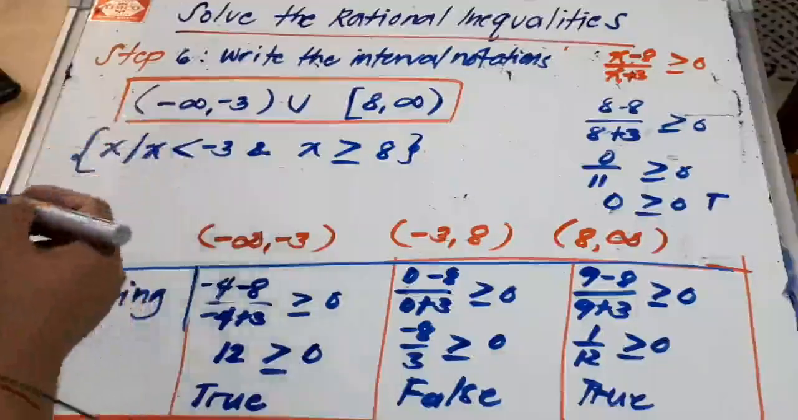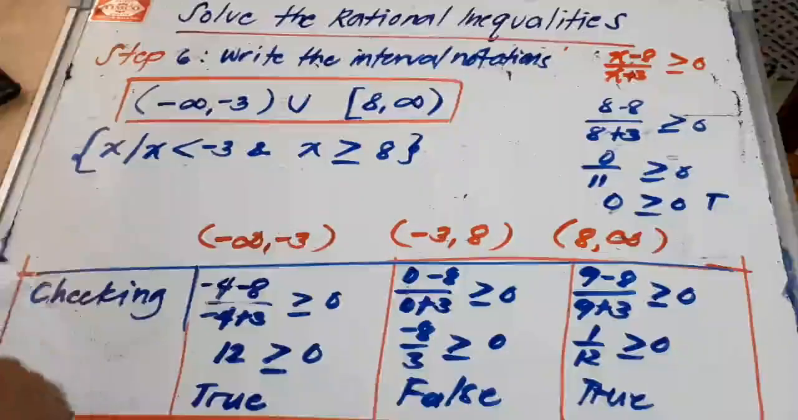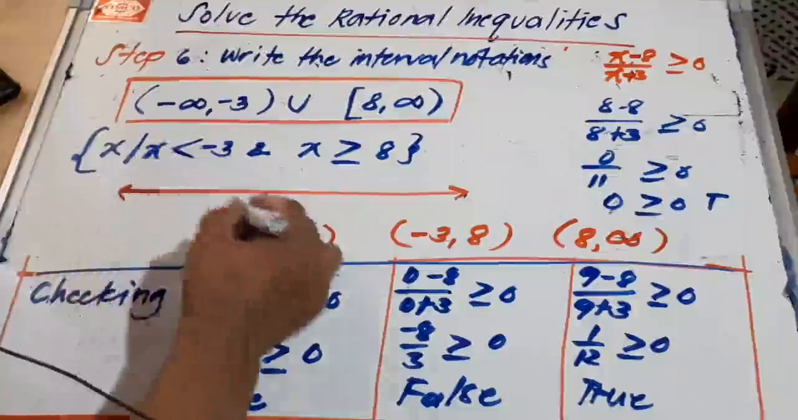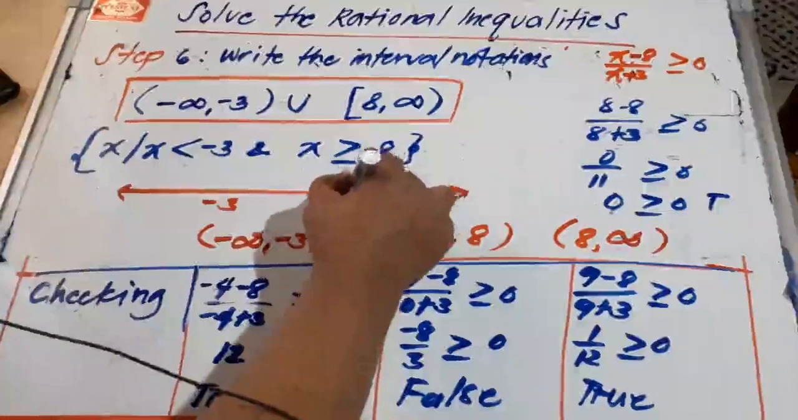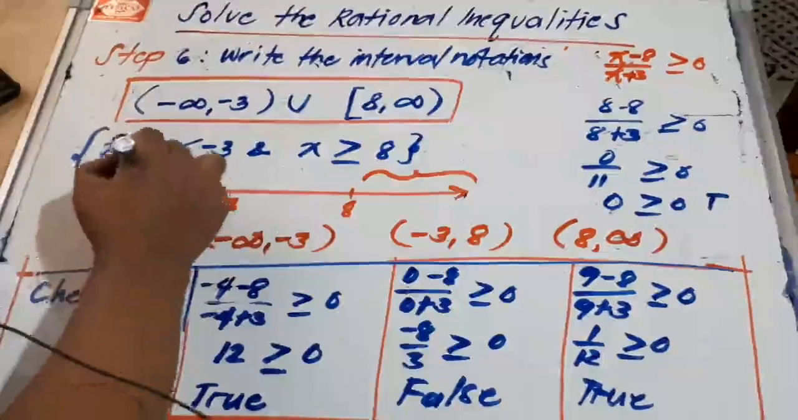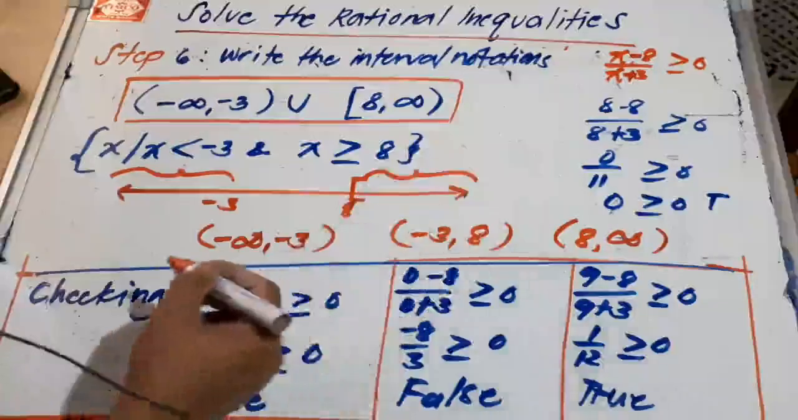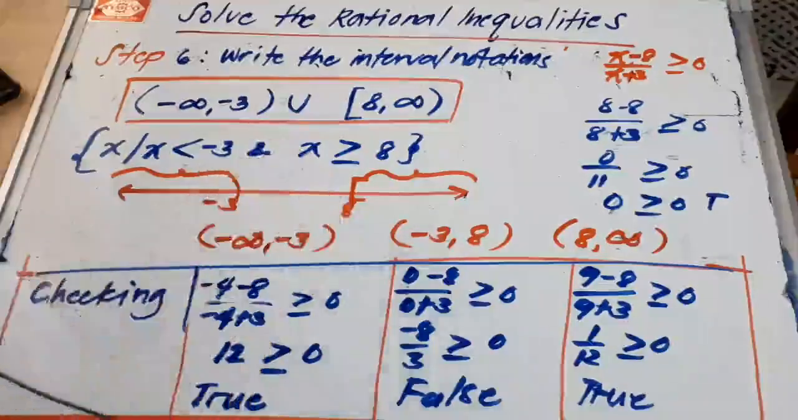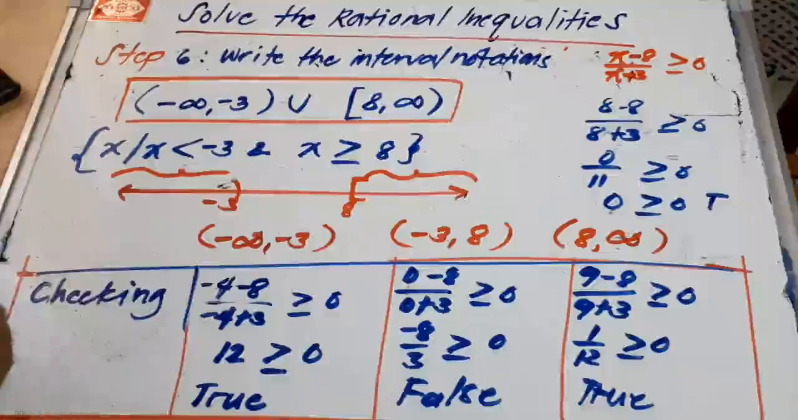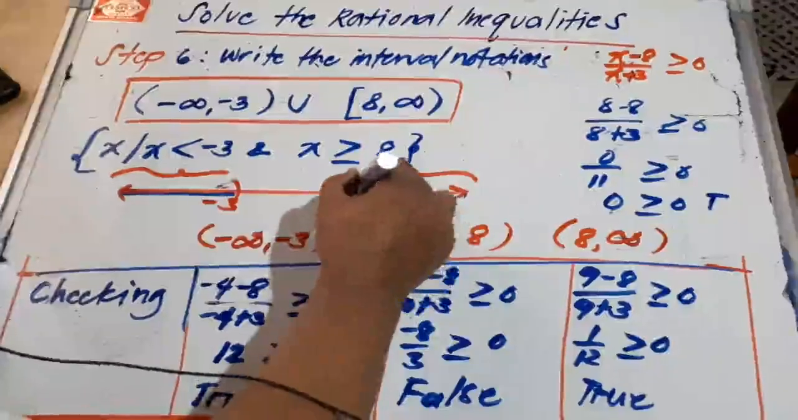Okay? So, yun ang sagot natin. This is interval notation. This is in set builder notation. Bakit ganon? Kasi ito lang, sa real number line, this is negative 3, this is 8. So, ito lang ang solution set niya. 8 to positive infinity and negative infinity to negative 3. So, ito kasama to. Okay? Ito hindi kasama. Kaya siya ay parenthesis. Okay? So, ito ang magiging sagot natin sa graph solution set natin.